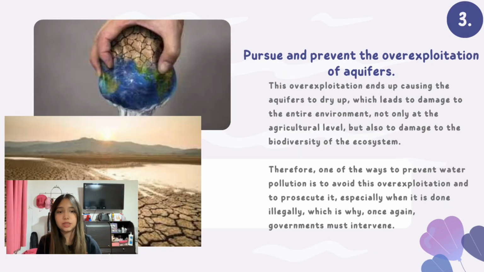Another solution is to pursue and prevent the overexploitation of aquifers. This overexploitation ends up causing the aquifers to dry up, which leads to damage to the entire environment, not only at the agricultural level, but also to the biodiversity of the ecosystem. Therefore, one of the ways to prevent water pollution is to avoid this overexploitation and to prosecute it, especially when it is done illegally, which is why once again governments must intervene.